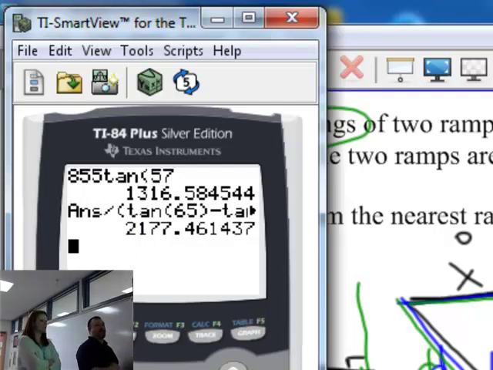All right, we need to divide that now. So just hit divided by. Divided by cosine of 65.